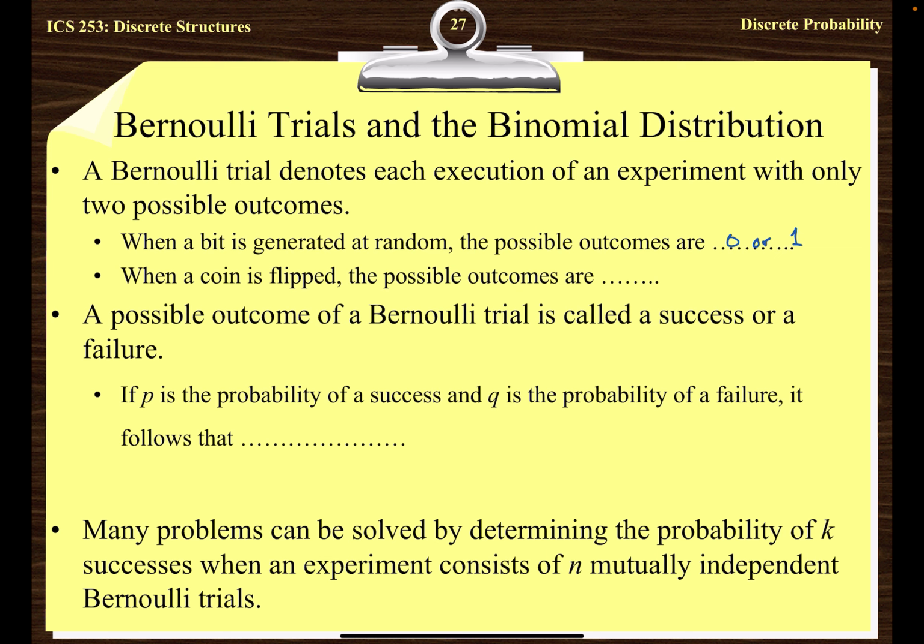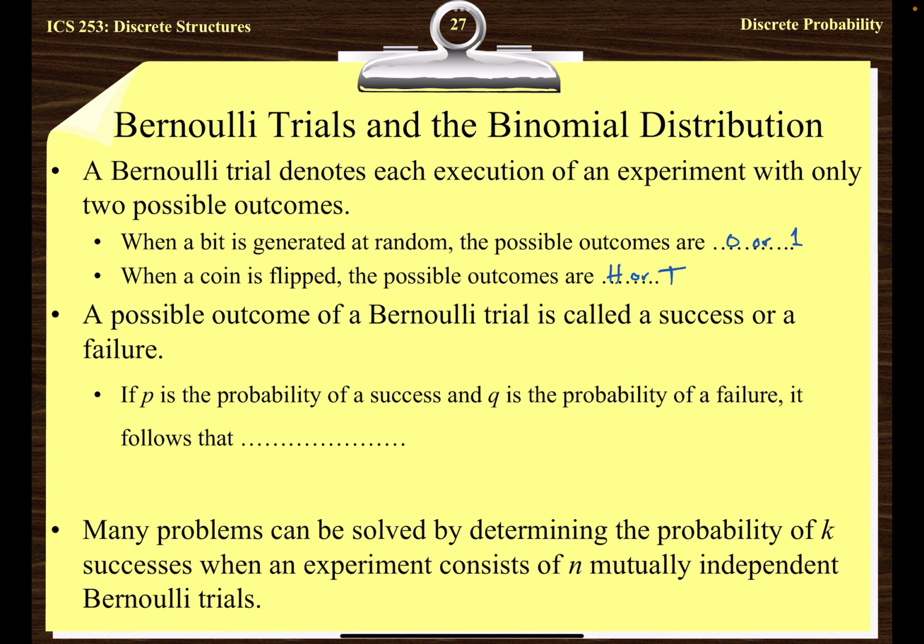For example, when a bit is generated at random, what are my outcomes? 0 or 1, right? So this is a Bernoulli trial. If a coin is tossed, what are the possible outcomes? Head or tail. Again, this is a Bernoulli trial because it has only two outcomes. If a die is thrown, this is not a Bernoulli trial anymore because now I have 6 outcomes, not only two.